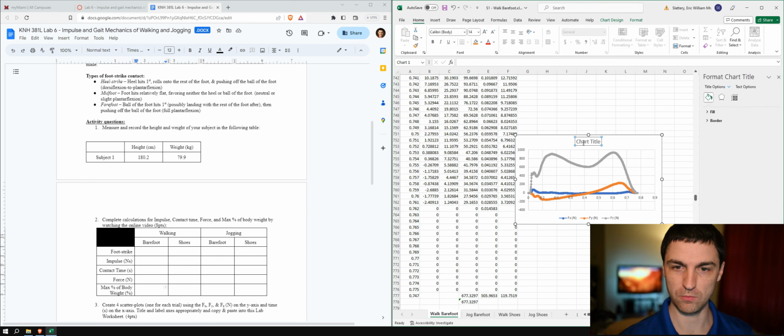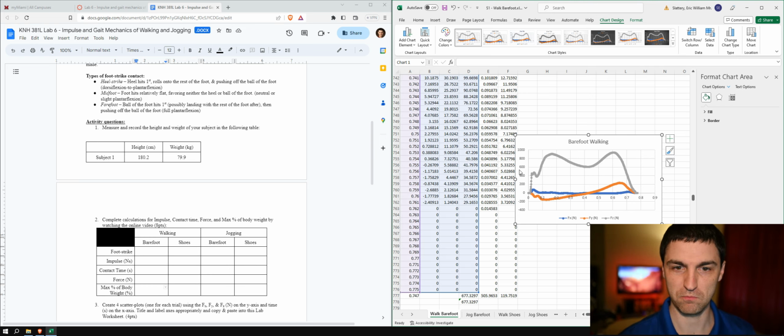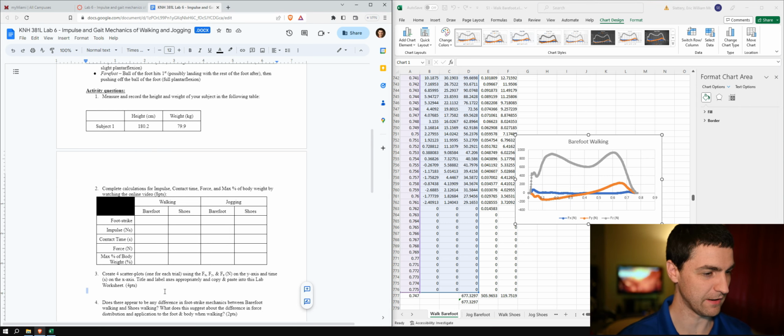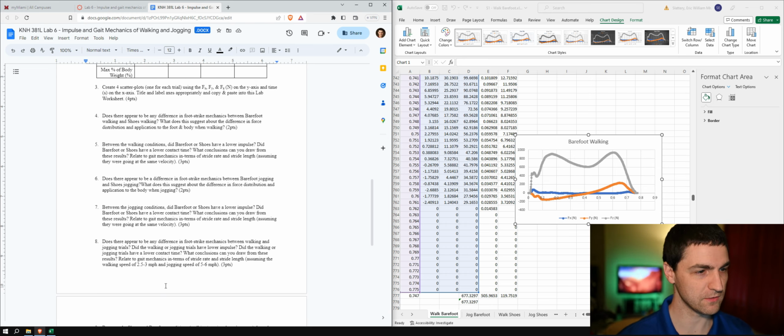Then make sure you title this chart appropriately. So this one was the barefoot walking condition. Then you can add FZ here, or force in newtons, and time to the x-axis, and copy and paste that in here, and then go throughout and answer the other questions.